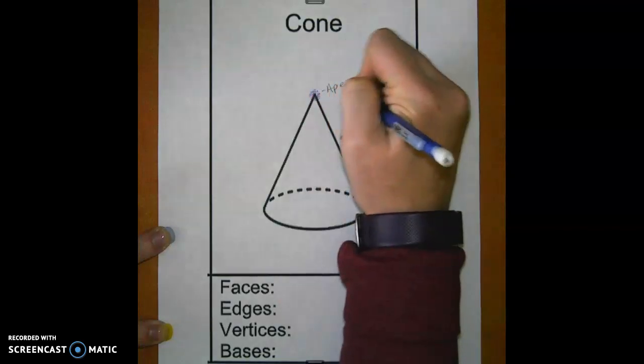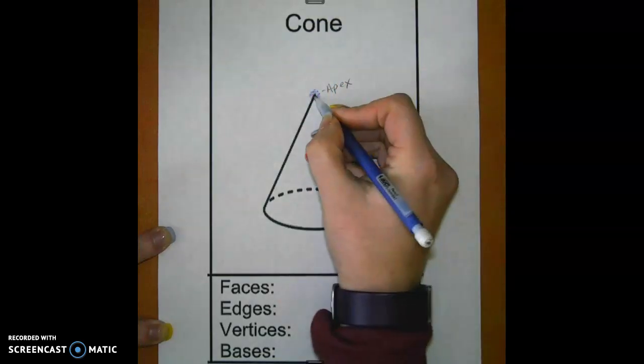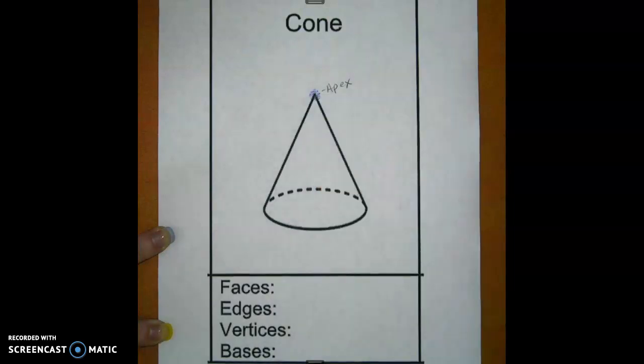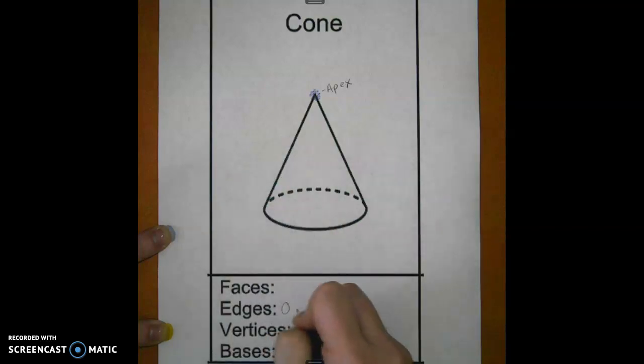Remember that apex is when they come to a point at the top. So that's one vertex, or also known as an apex. Okay? When we go to count our edges, I don't have any edges here, so this actually has 0 edges.